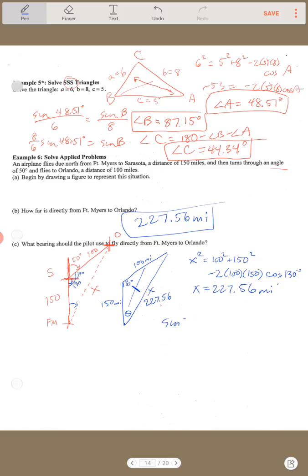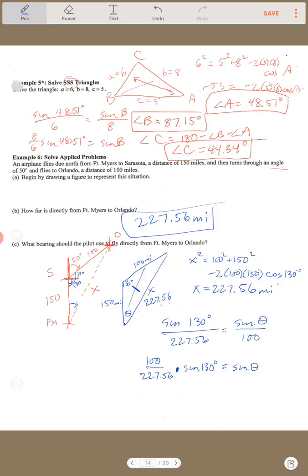We'll do sine of, oh, what am I doing? Not 227. Sine of 130 degrees over the length, which is 227.56, equals sine of the given angle over 100. And so to solve for this, let's bring 100 over to the other side, times sine of 130. And then that'll give us sine of theta. And then we'll have to arc sine that value.